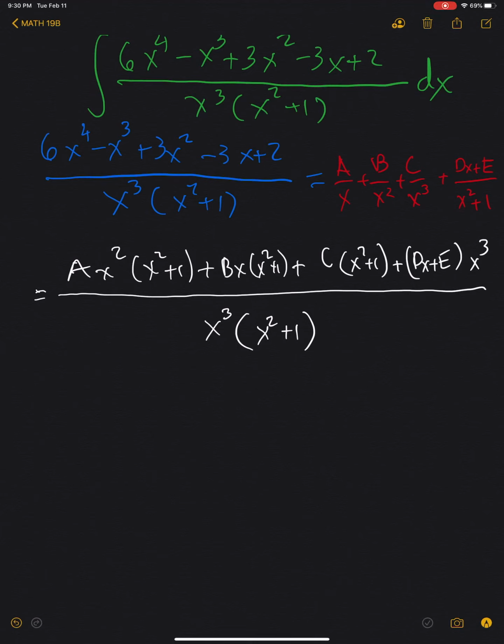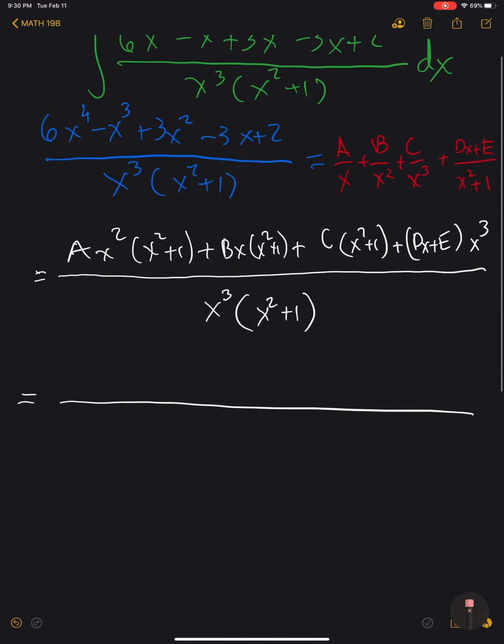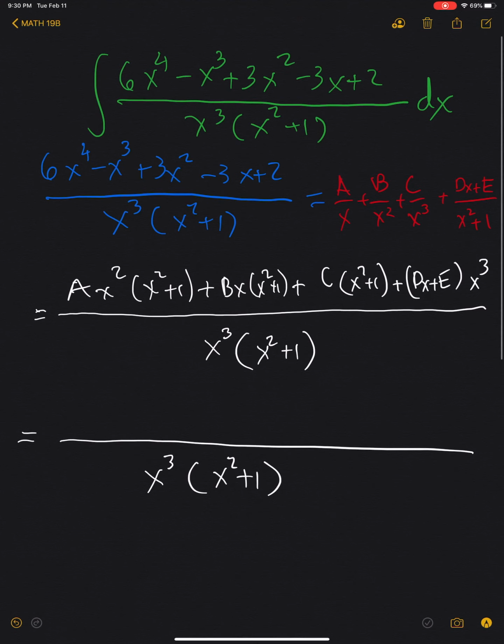So that is the addition of fractions so far. Now what I'm going to do is expand this expression and collect similar terms. My strategy here is to end up with an expression that I can use to compare the coefficients of the original expression. So I'm just going to go ahead and add this expression right here.